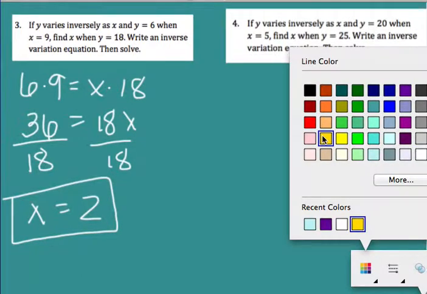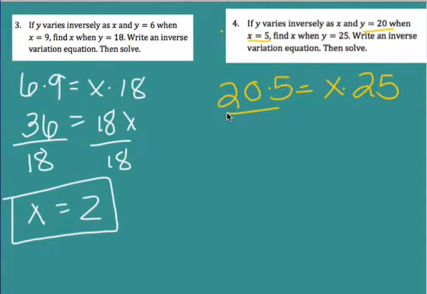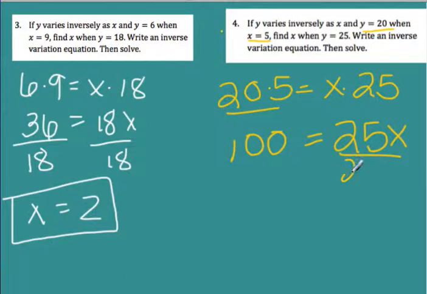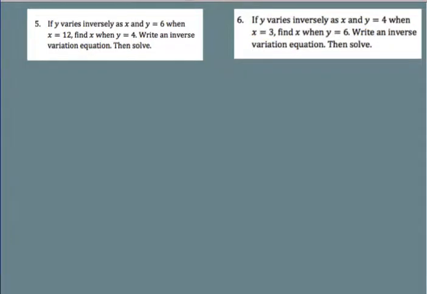Now, let's take a look at number 4. So if y is 20 and x is 5, I'm going to multiply those two together. We need to find x when y is 25. So 20 times 5 is going to give me 100, and that's going to be set equal to 25x. So I'm going to go ahead and divide both sides by 25, and I end up getting that x is equal to 4 as my final answer for number 4.